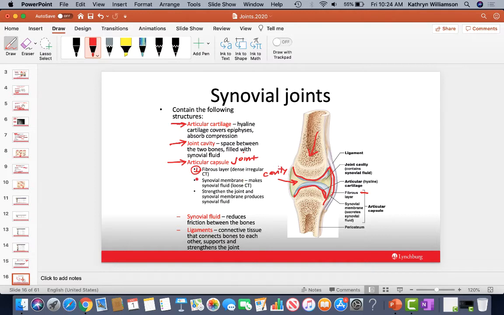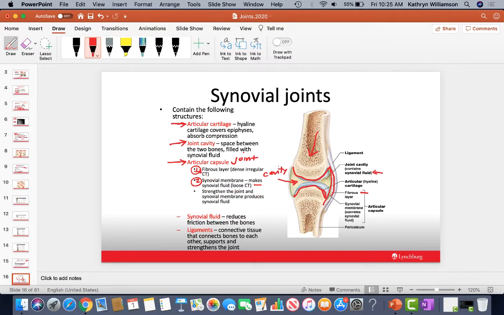The inner layer is going to be the synovial membrane, right inside the inner layer of the articular capsule. The synovial membrane is important because it makes synovial fluid, which fills up the cavity. That basically reduces friction within that joint space, and it lubricates those joint surfaces really nicely. Kind of like oil in your car. That's what I always tell patients. It's kind of like the oil that lubricates your car engine.